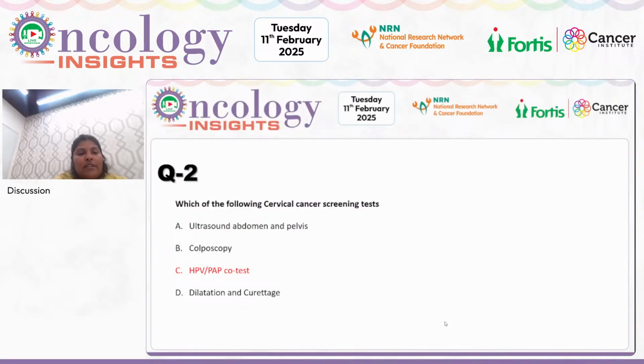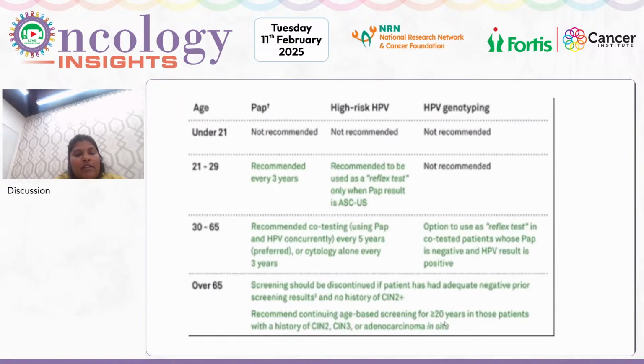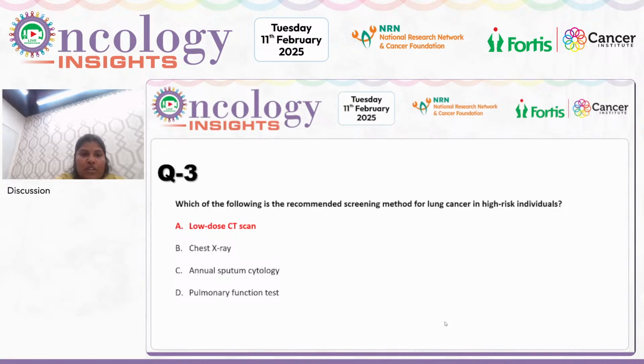Which of the following cervical cancer screening tests is accurate? HPV and Pap co-test, which has been recommended by the screening task force. Doing a co-test once in 5 years is sufficient up to the age of 60.